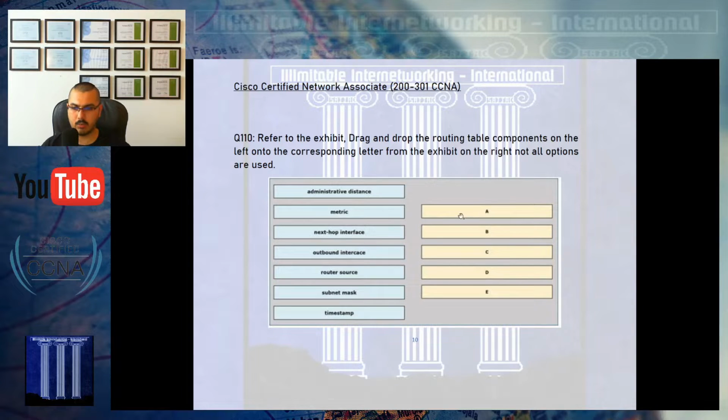Okay, so A will be for AD, administrative distance. B would be for outbound. C would be for the metric, like cost. D would be for a router source. What am I saying? Okay, one minute. Let me ask for help.